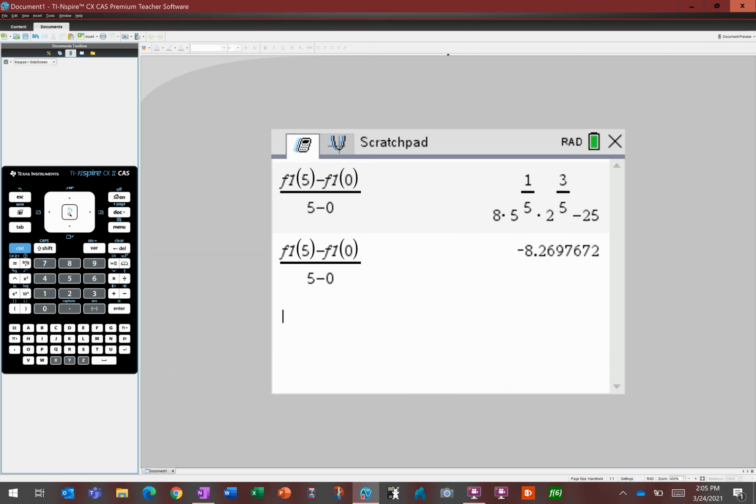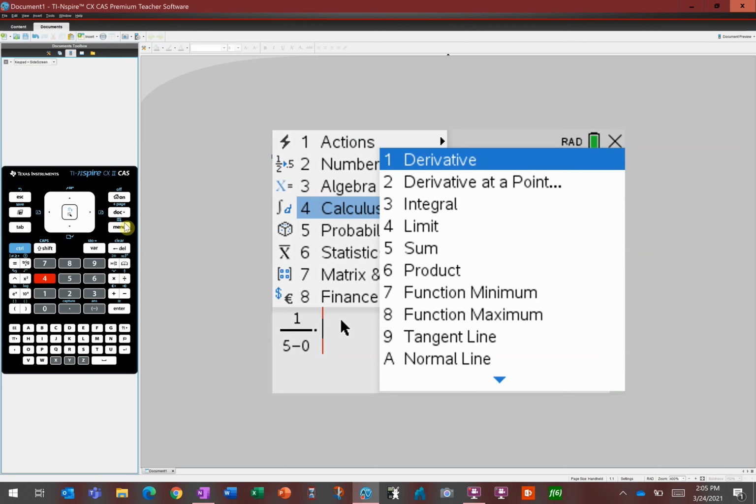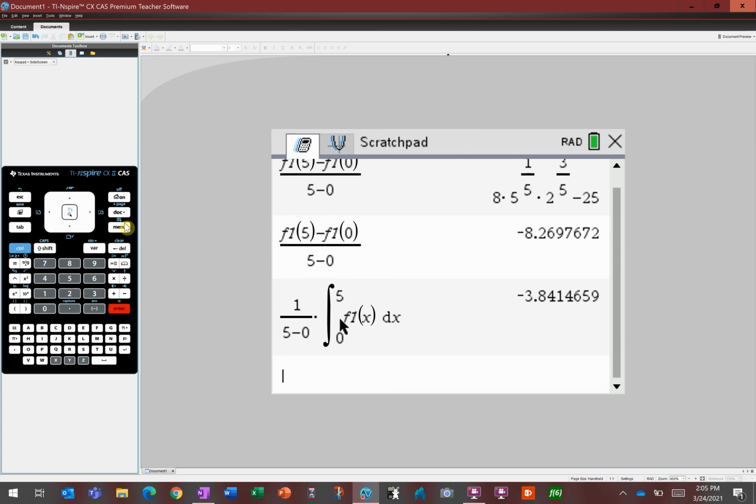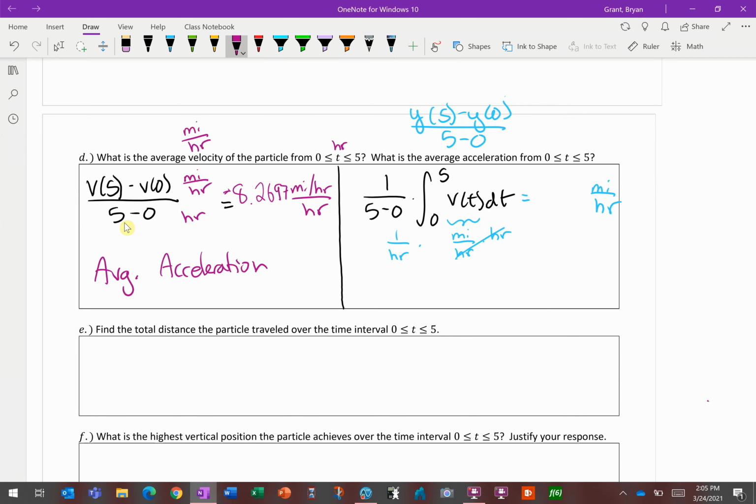All right, the average velocity, though, we'll do the same thing. We'll get that fraction rolling first. 1 over 5 minus 0 times, and then we need that integral, menu, calculus, integral, and we're going from 0 to 5 of f1 of x dx, and there we go, negative 3.841.